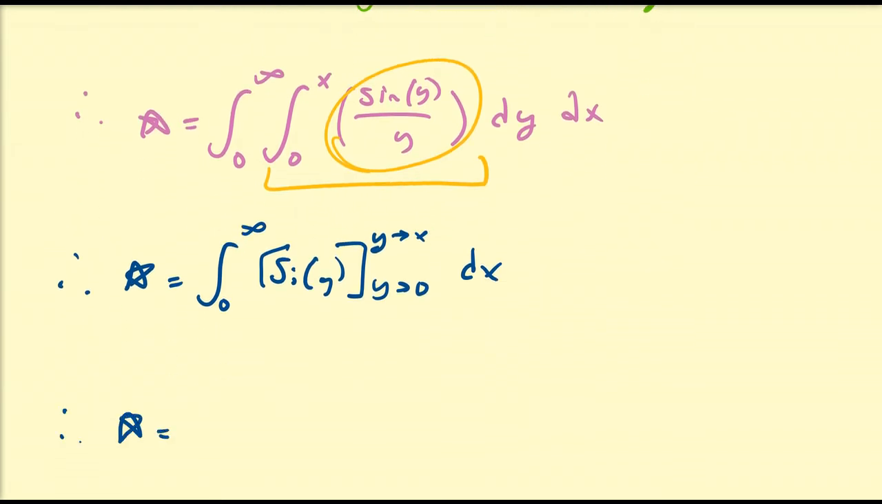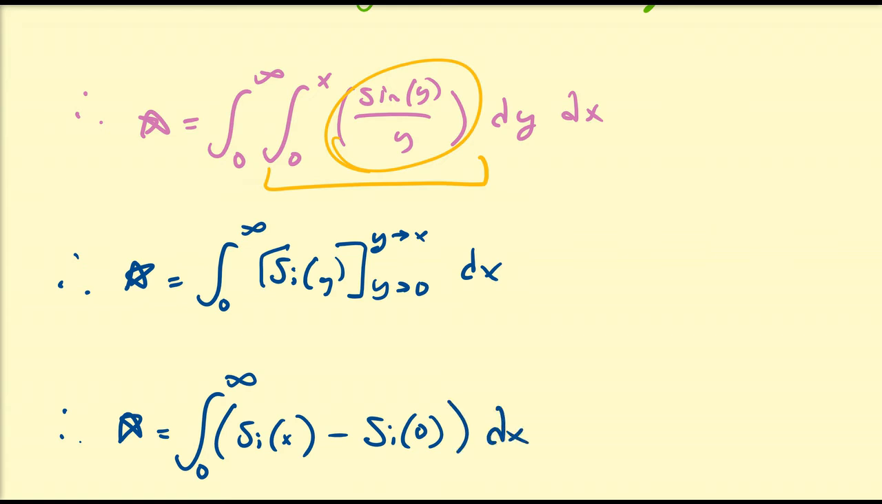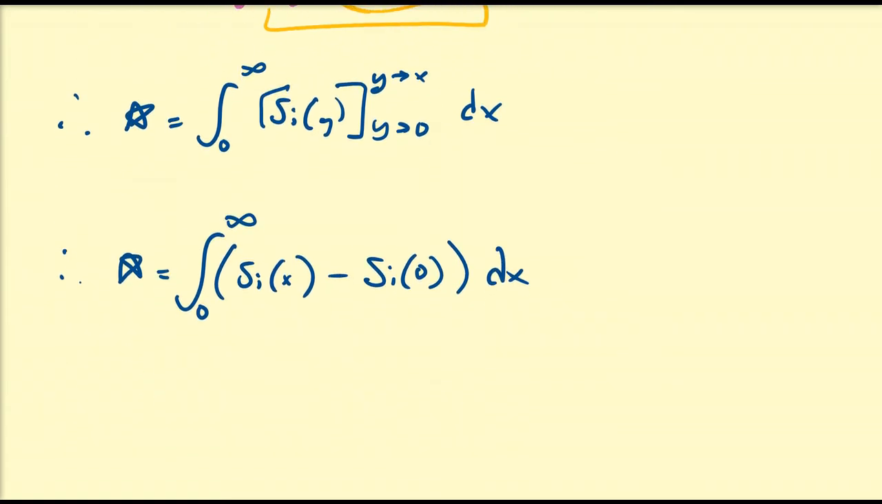So therefore, this is equal to the integral from 0 to infinity of the sine integral of x minus the sine integral of 0 dx. Now, what is the sine integral of 0 equal to?